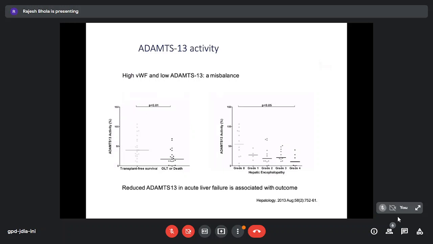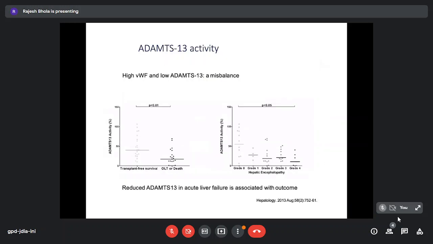So there is now a mismatch between high von Willebrand factor and a low ADAMTS13. And what its implication is that if ADAMTS13 activity is reduced, the more the reduction, it will show significantly more number of orthotopic liver transplants or mortality in case of a liver failure. Similarly, this activity also indicates the gradation of the hepatic encephalopathy, that is, the more severe the encephalopathy, the less is the ADAMTS13 activity. So it has a prognostic implication. That means reduced ADAMTS13 in acute liver failure is associated with a poor outcome.